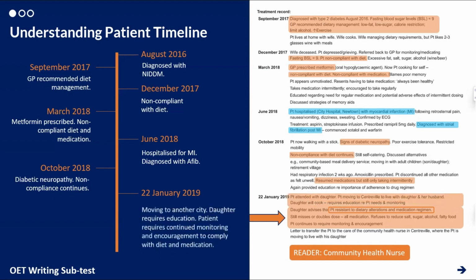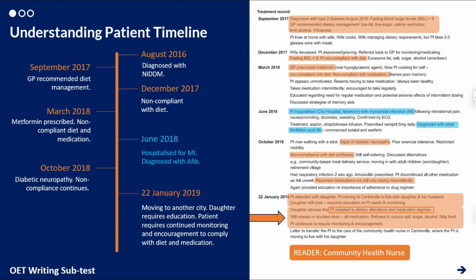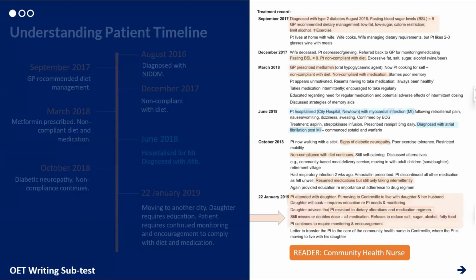And at the present time, the family decision is to move him to another city to live with his daughter. His daughter will need education about her father's care, and the patient will need encouragement to comply to medication and diet. From this timeline, it is clear that diabetes is the main condition and MI and atrial fib are secondary.